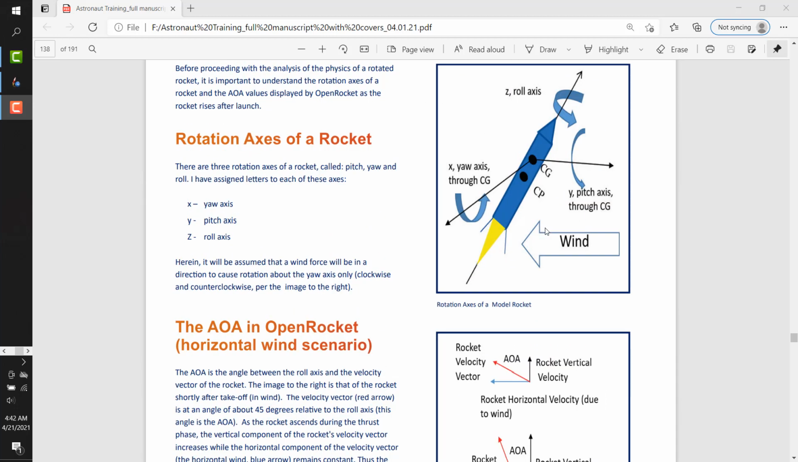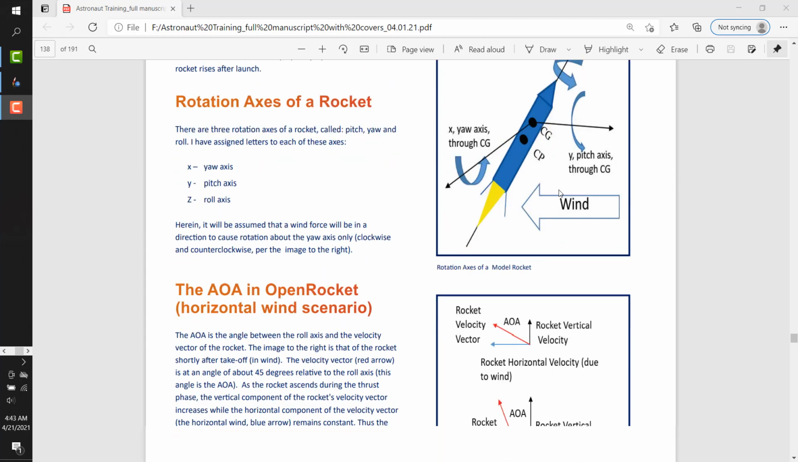The rotation axes of a rocket. There are 3 rotation axes of a rocket called pitch, yaw, and roll. The yaw axis is through the center of gravity in this direction. The pitch axis is also through the center of gravity, perpendicular to the yaw axis in this direction. And the roll axis is an axis through the bottom, through the nose cone, parallel to the body tube.